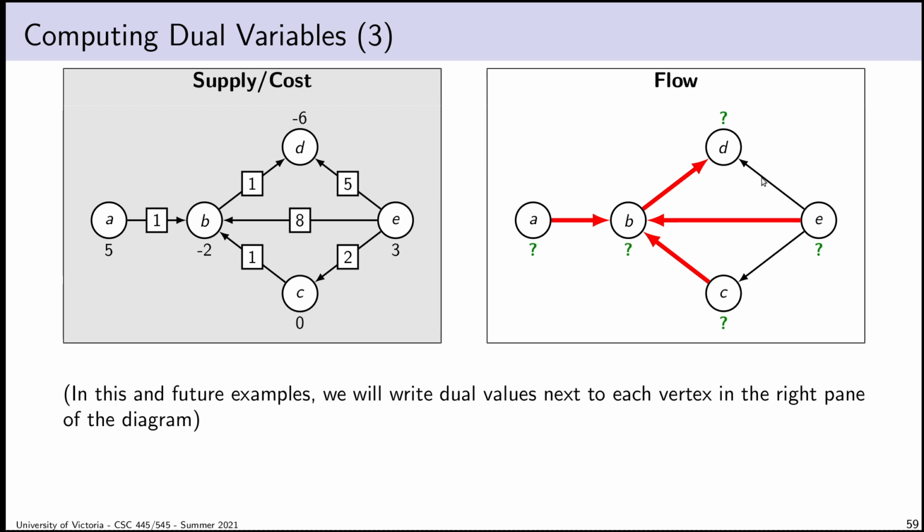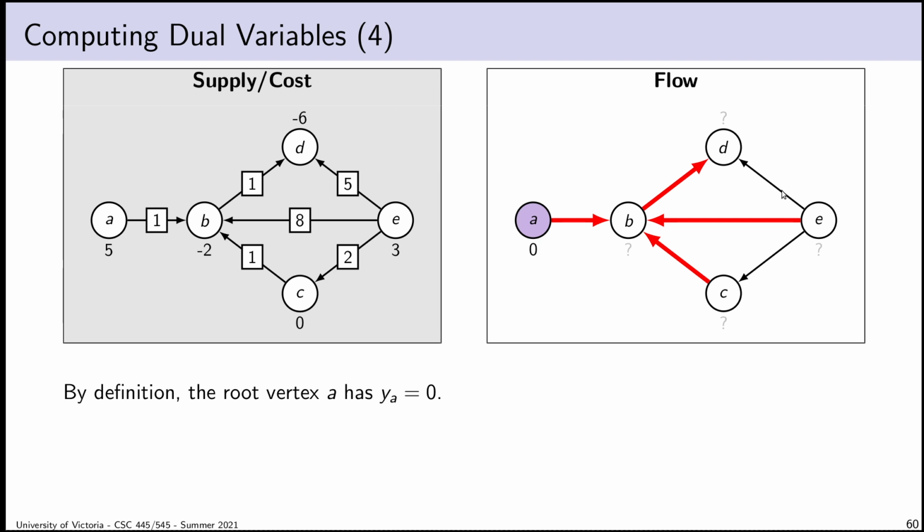And we're also going to write the dual slack values, which we know are always going to be 0 for basic edges. We're going to write the dual slack values on our non-basic edges. And that's going to be our complete tableau, the equivalent in a sense of the dictionary for our network simplex method. Okay, so the root vertex A has YA equals 0. This is because we have defined it to equal 0. Vertex A actually doesn't really have its own organic Y variable. We've made one up and given it the value 0.